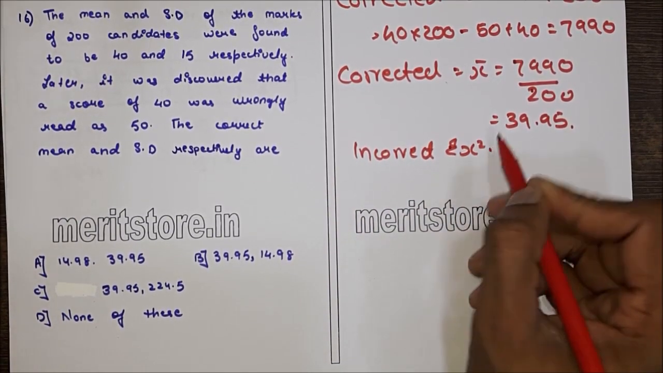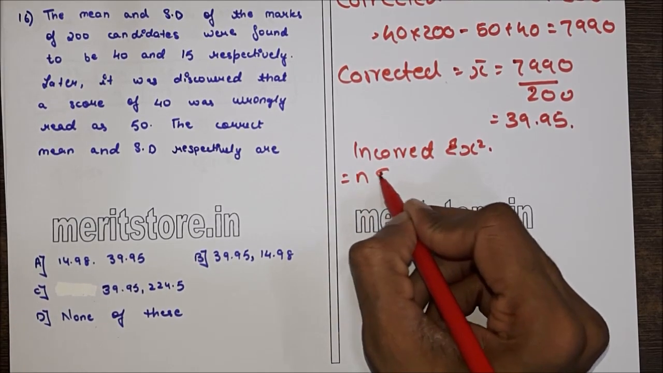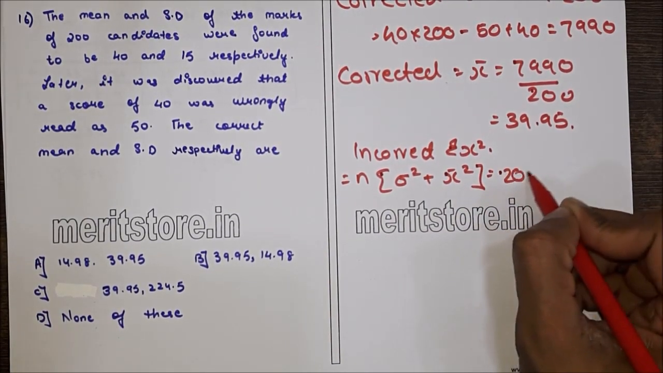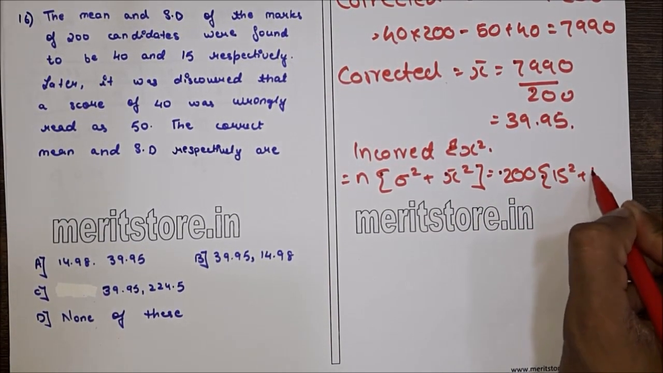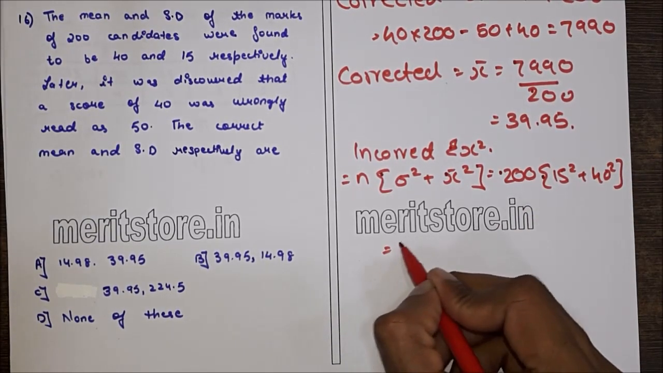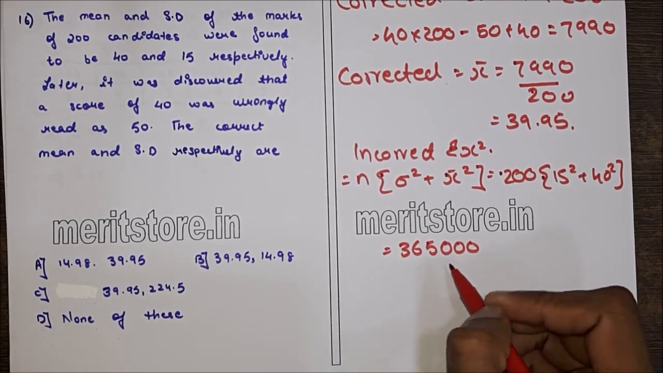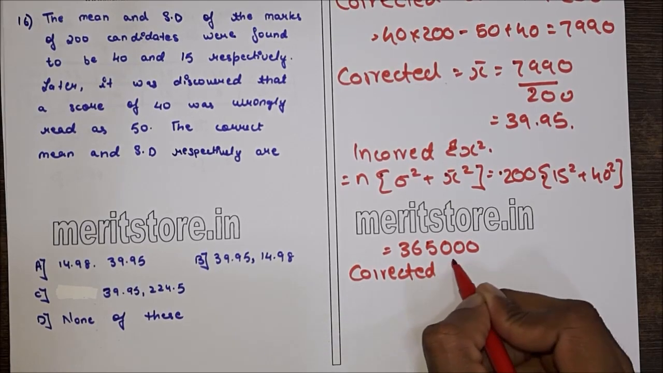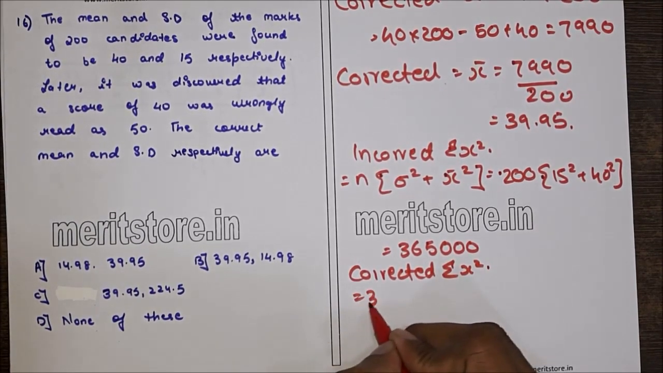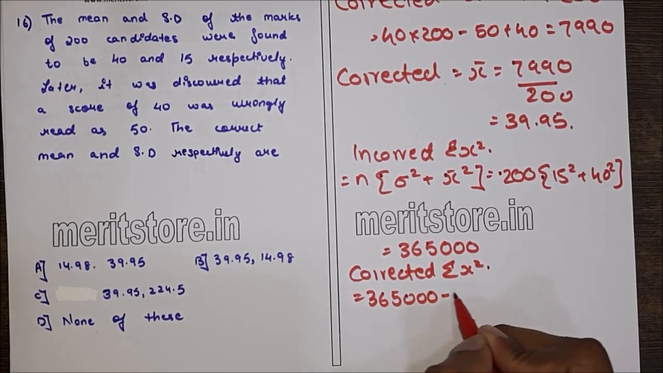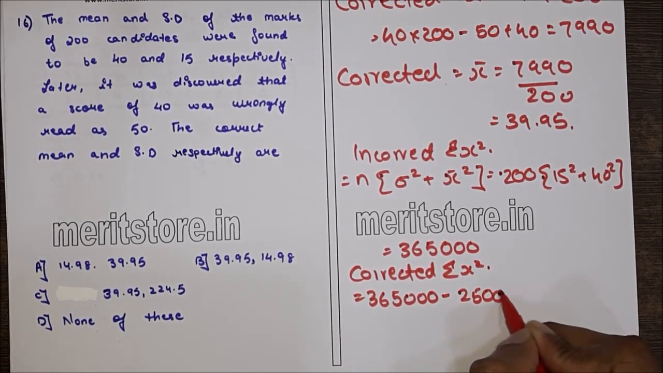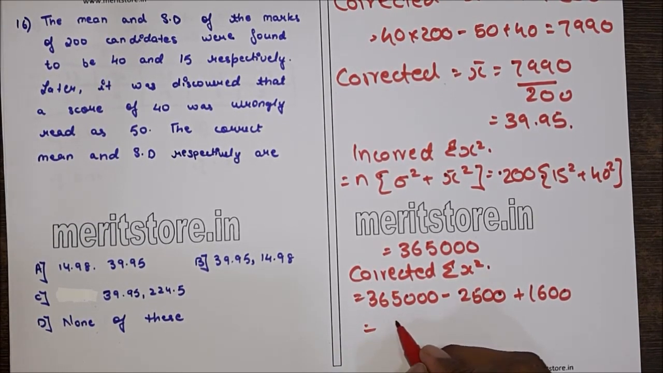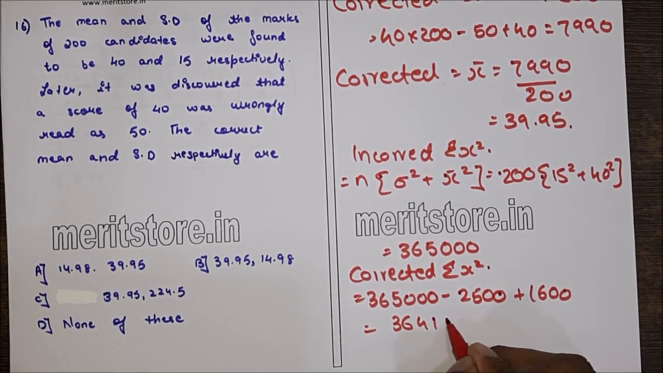So the incorrect summation of x square is given as n times (sigma square plus mean the whole square), which can be written as 200 substituting the value, 15 square plus 40 square, which is equal to 365,000. So the corrected summation of x square can be written as 365000 minus 2500 plus 1600, which further solving this we get 364,100.